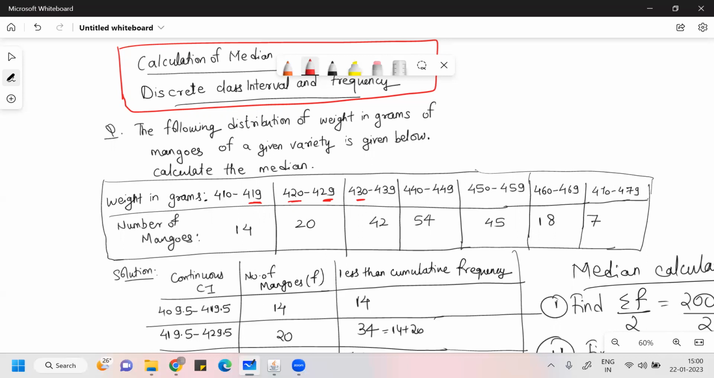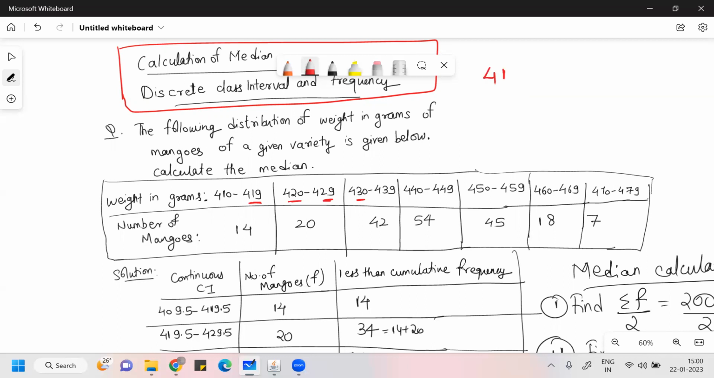Please understand that when you are working on mean, median, mode, any calculation related to measures of central tendency, you need to understand that all of this follows a normal distribution. In a normal distribution curve, it should be a continuous distribution. Because it should be a continuous distribution, you need to convert this discrete class interval into a continuous class interval. So how will we do that?